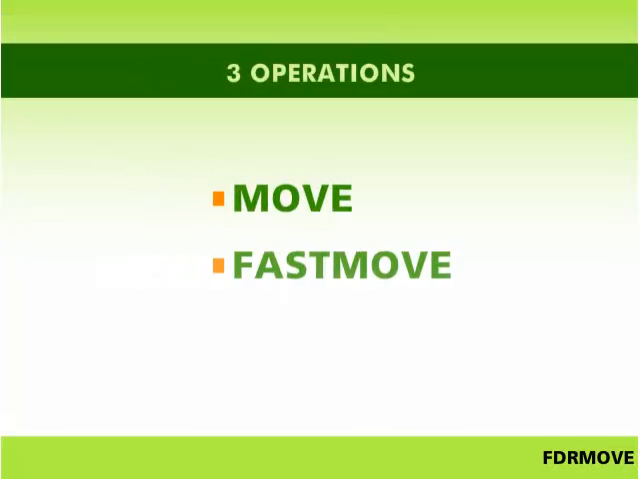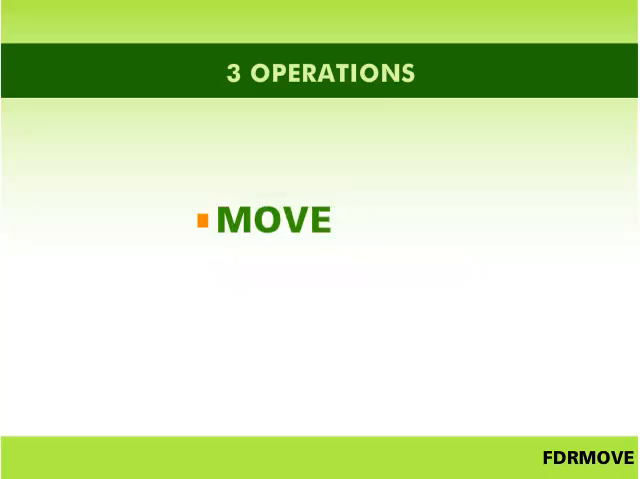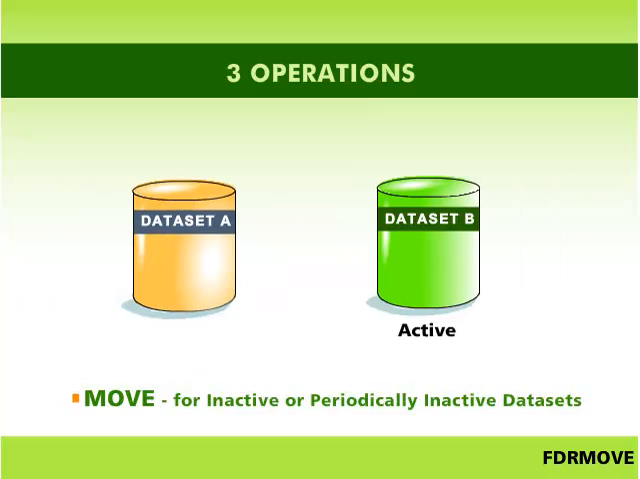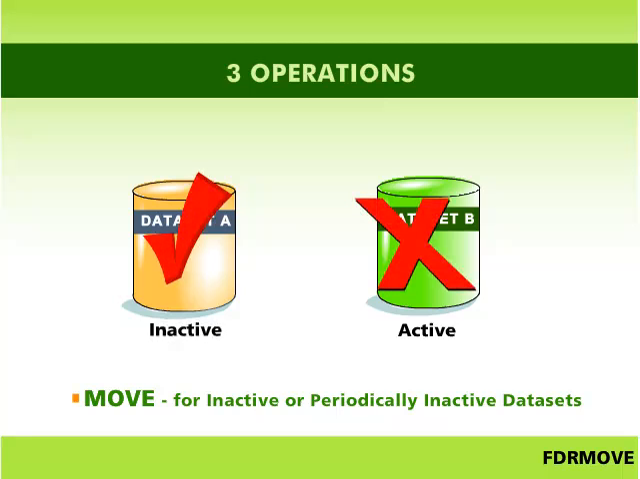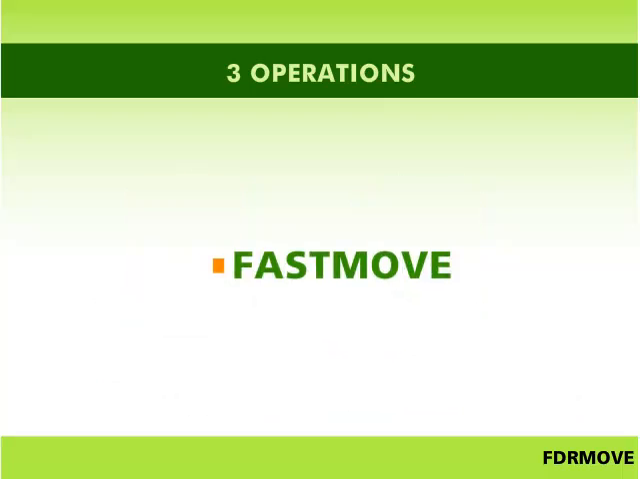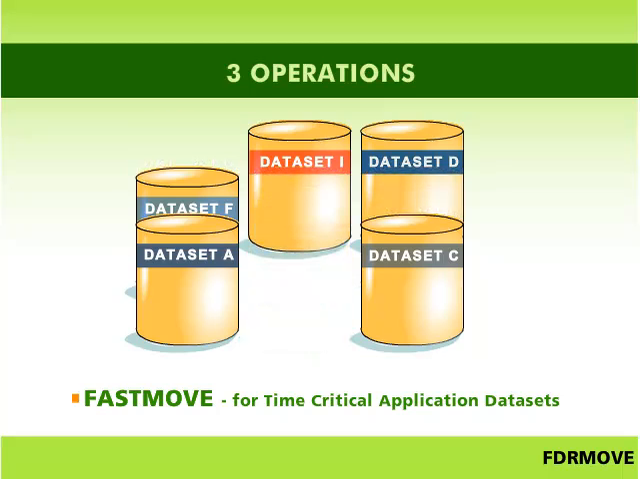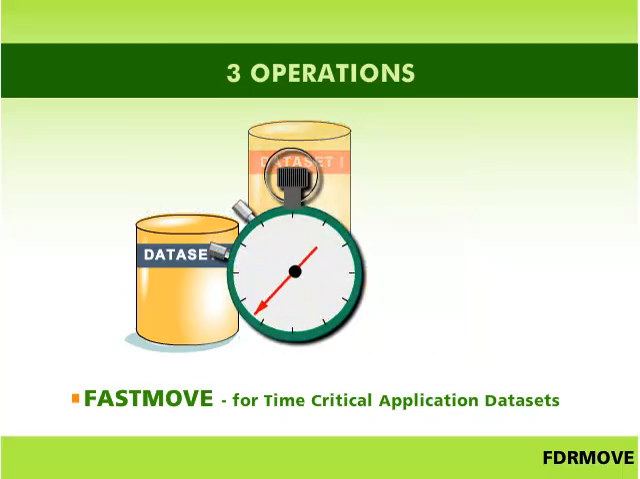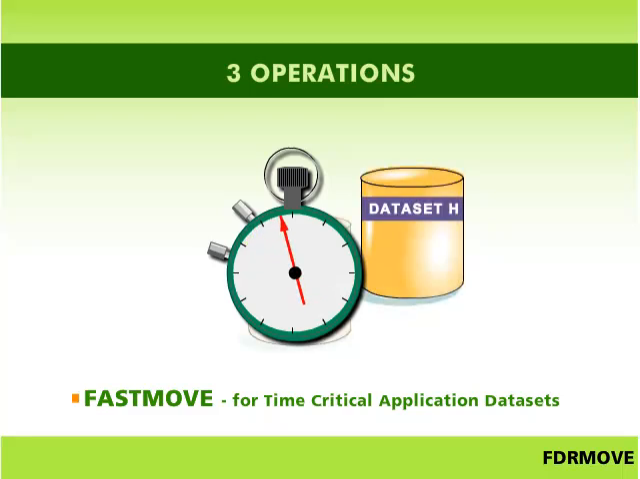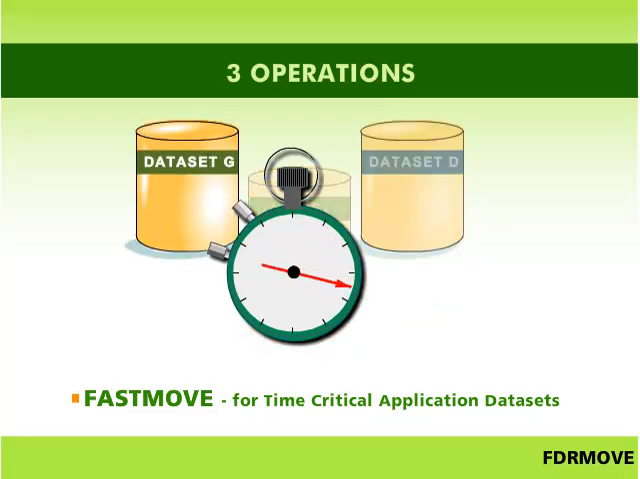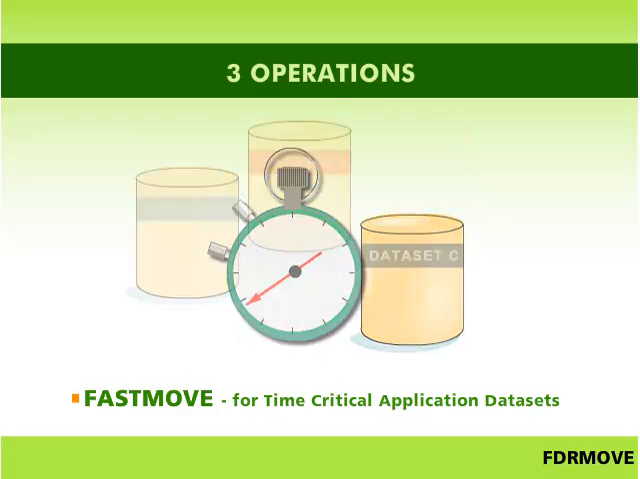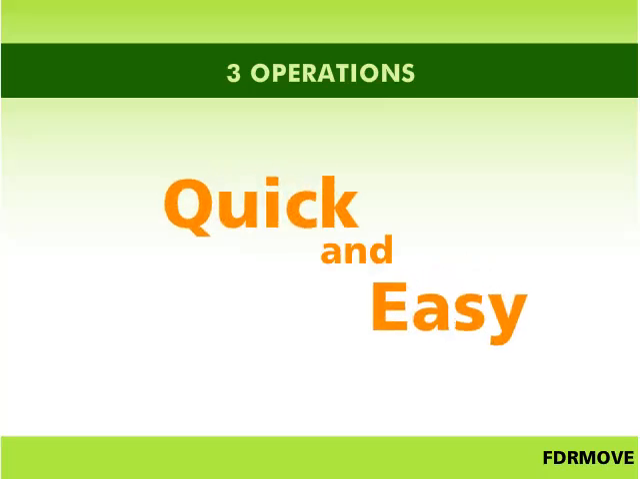FDRMOVE provides three operations for the movement of z/OS datasets. Firstly, MOVE and FASTMOVE. The MOVE operation is used for those datasets that are inactive or periodically inactive, where high-performance I/O can be used to move the datasets to new DASD volumes. FASTMOVE makes use of existing hardware replication facilities like FlashCopy, TimeFinder, and Snapshot for time-critical datasets that can only be made available to FDRMOVE for extremely short periods. Shortly, we will look in further detail at both operations to see how quick and easy both processes are.